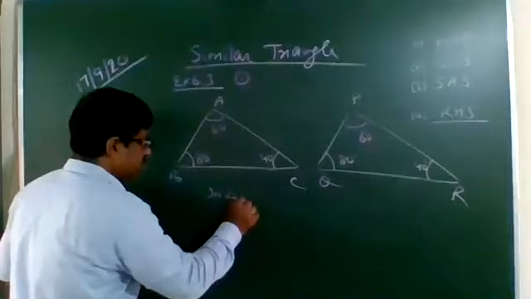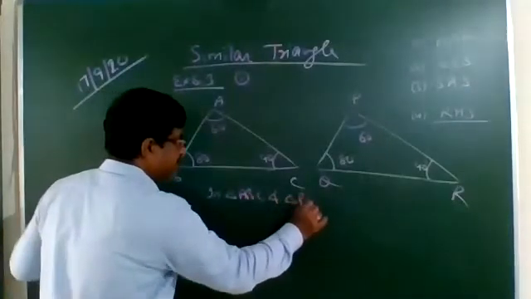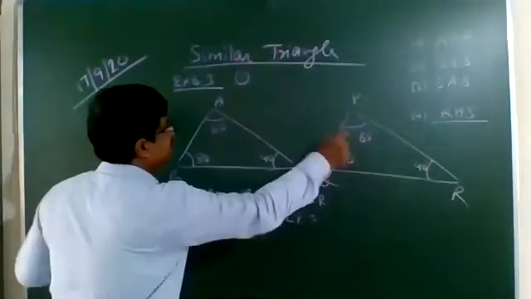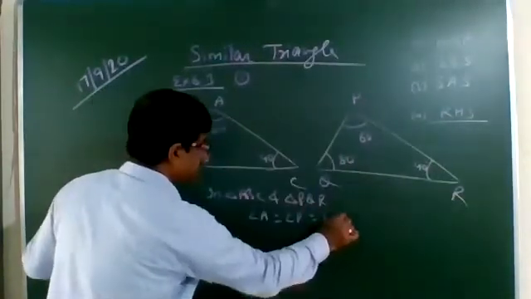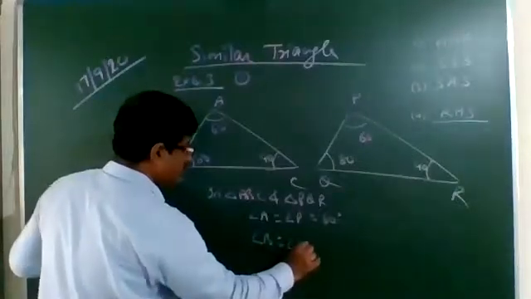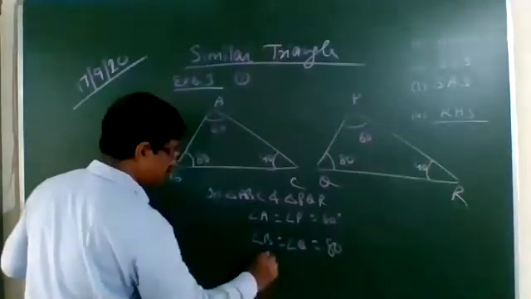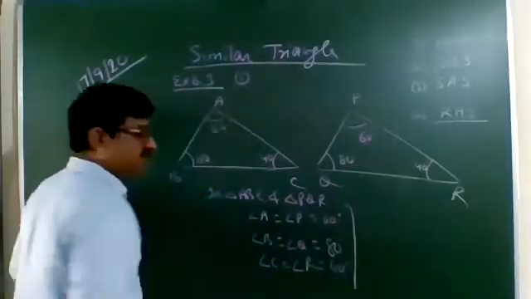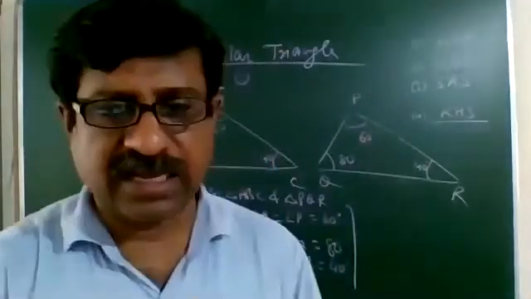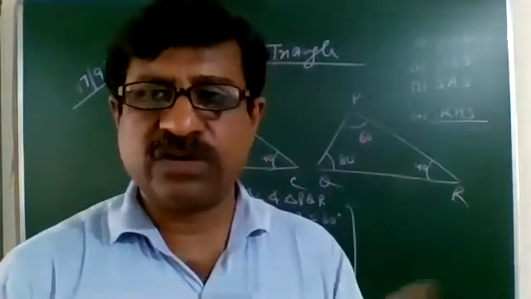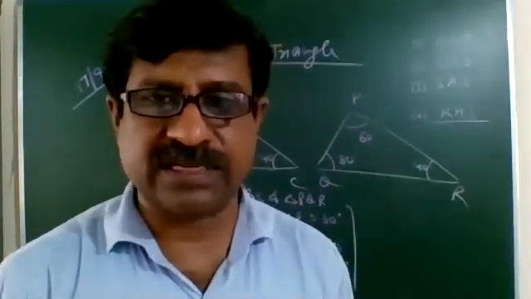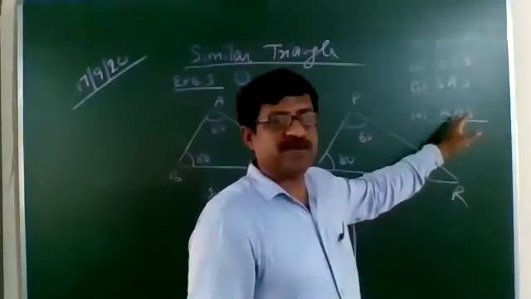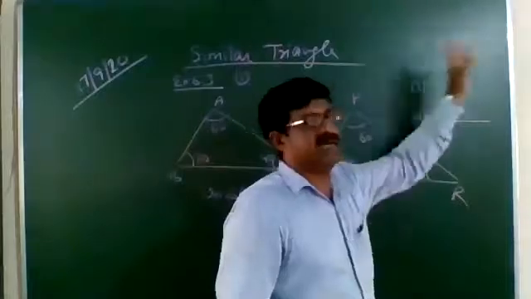In triangles ABC and PQR, we observe that A and P both are 60 degrees, B and Q both are 80 degrees, and C and R both are 40 degrees. We got three angles of the first triangle equal respectively to the three angles of the other triangle. The triangles will be similar. The property by which the triangles are similar is AAA.